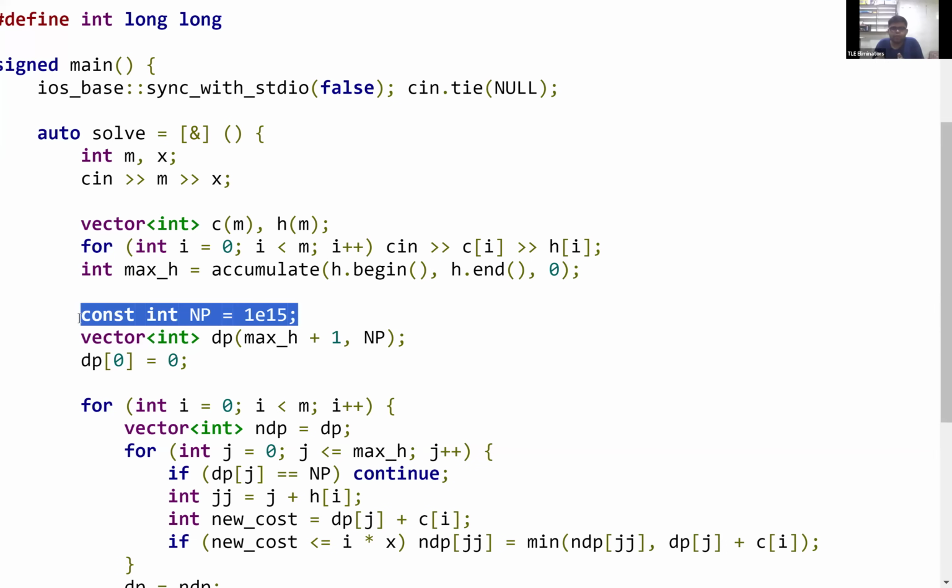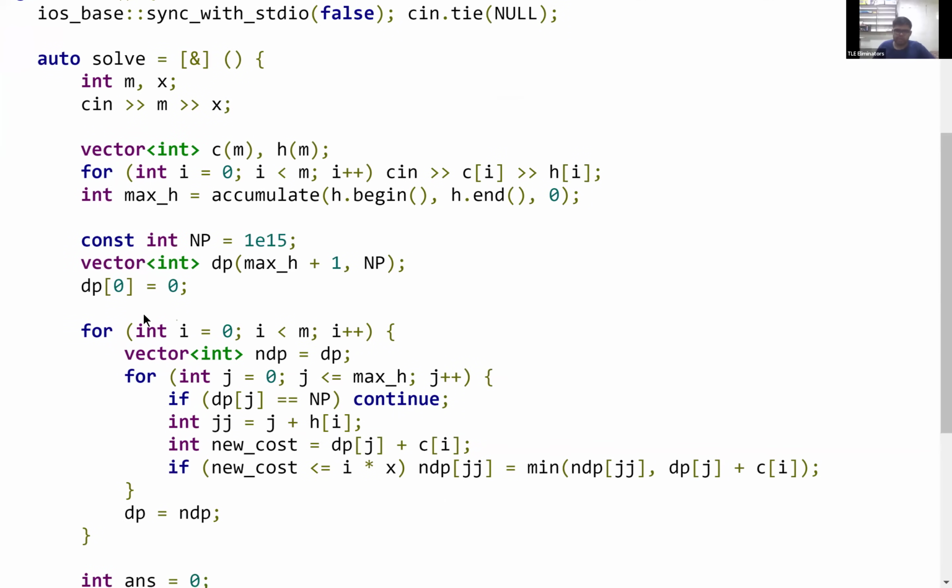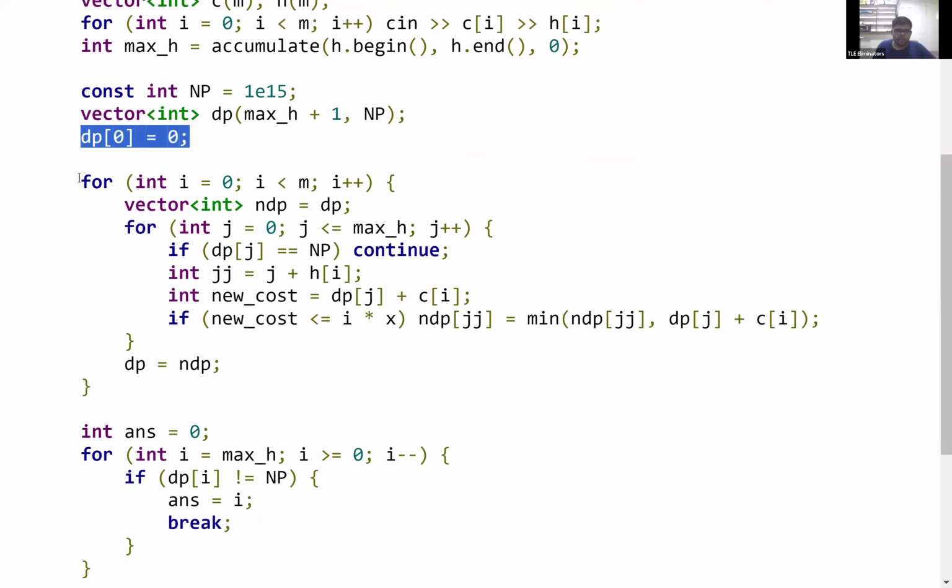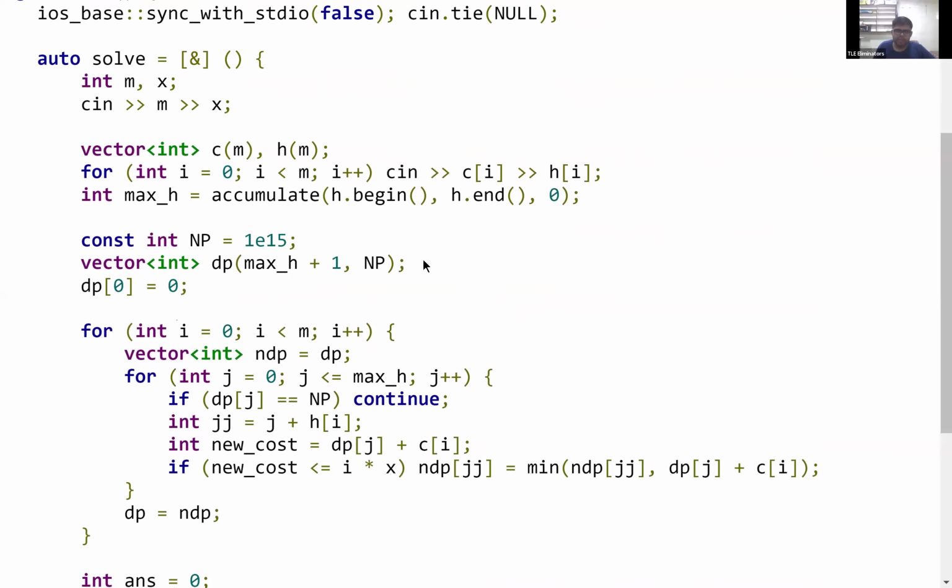And I have initialized the variables with a value NP. NP is nothing but the short form of not possible. This is not a standard thing or a good practice, maybe, I'm not sure about it. This is something I just do myself. I don't know if other people do it the same way or not. This is the base case: for zero happiness there is zero cost, and I have space optimized it.